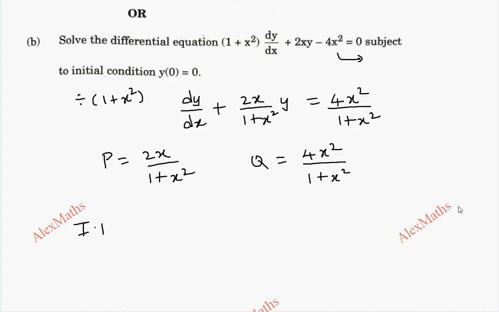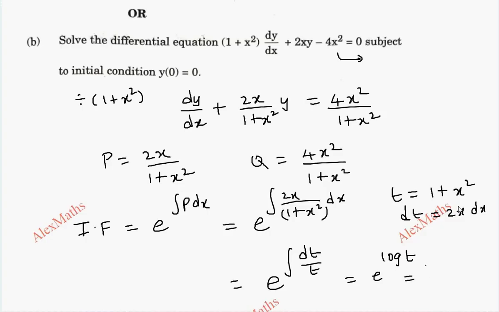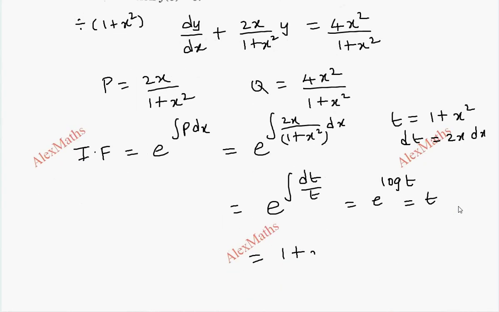Now we have to find the integrating factor, which is e power integral p dx. So e power integral 2x by 1 plus x square dx. Taking this as t, we get dt in the numerator. So it is e power integral dt by t. So we take t equal to 1 plus x square and dt equal to 2x dx, which is e power log t, and e and log get removed, so it becomes t. So the integrating factor is 1 plus x square.